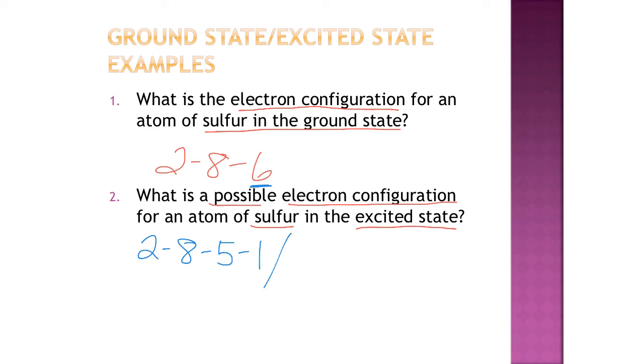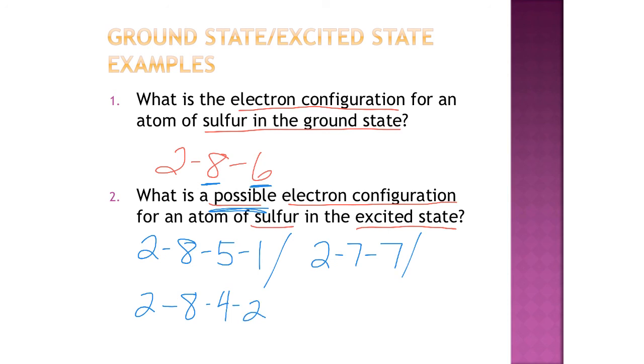And you could give a bunch of different examples of possible electron configurations. So you could do 2, 7, 7. So here you would be taking an electron that had been in the second level, moving it out to the third. You could even technically move 2 electrons. So you could do 2, 8, 4, 2.